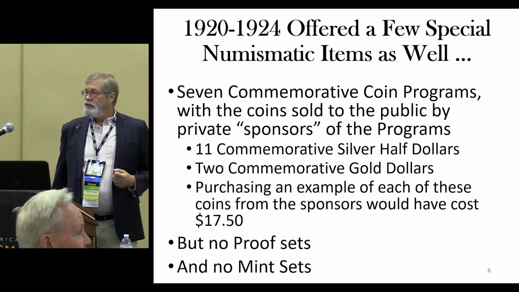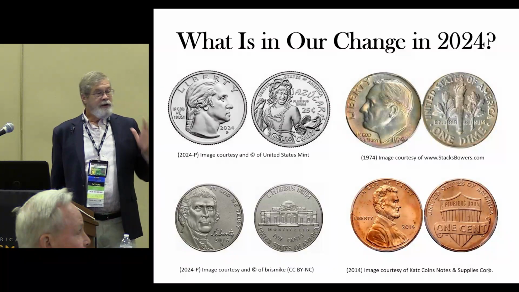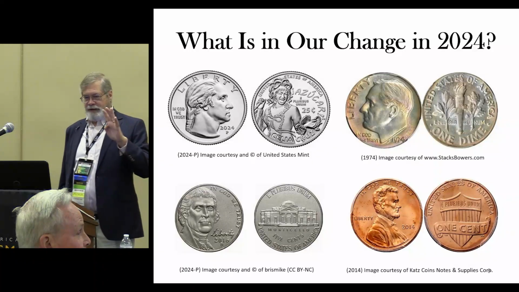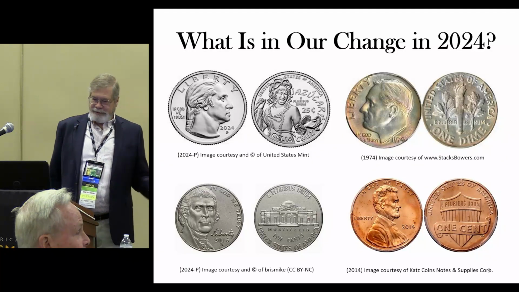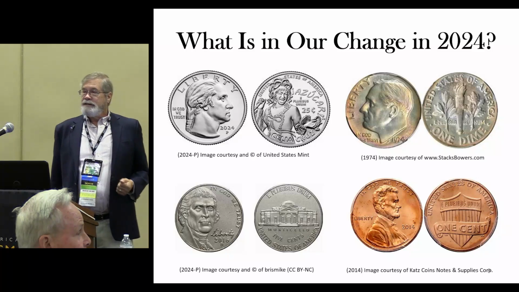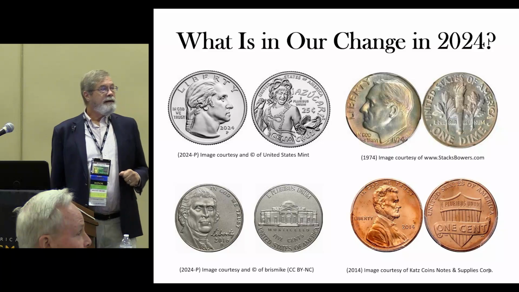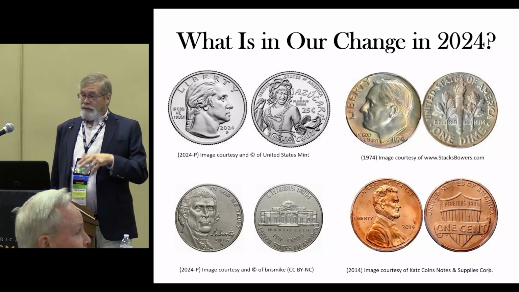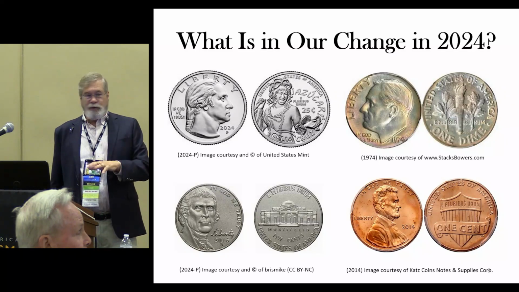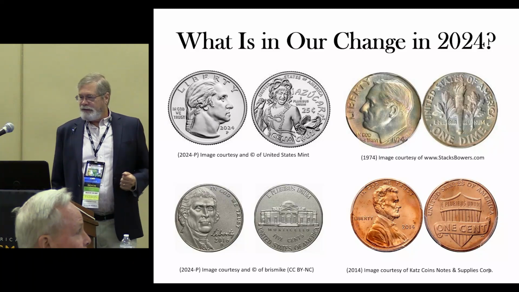So let's look at what's in our change today, 2024. We have 4 circulating coin denominations, the quarter, the dime, the nickel, and the penny. Abe Lincoln is still on the penny, on the obverse. On the reverse, it's a bus token, but that's neither here nor there. But we are down from 10 down to 4, and it is a very significant difference in what it looks like.